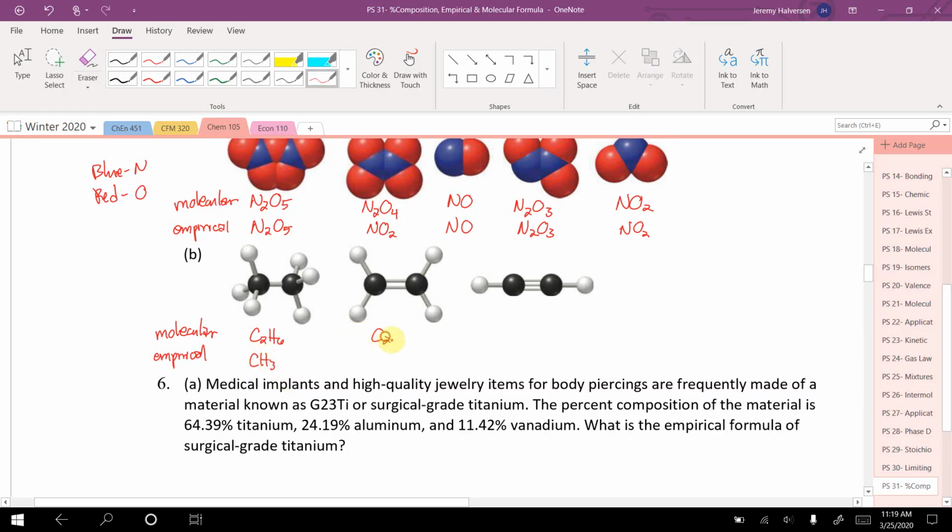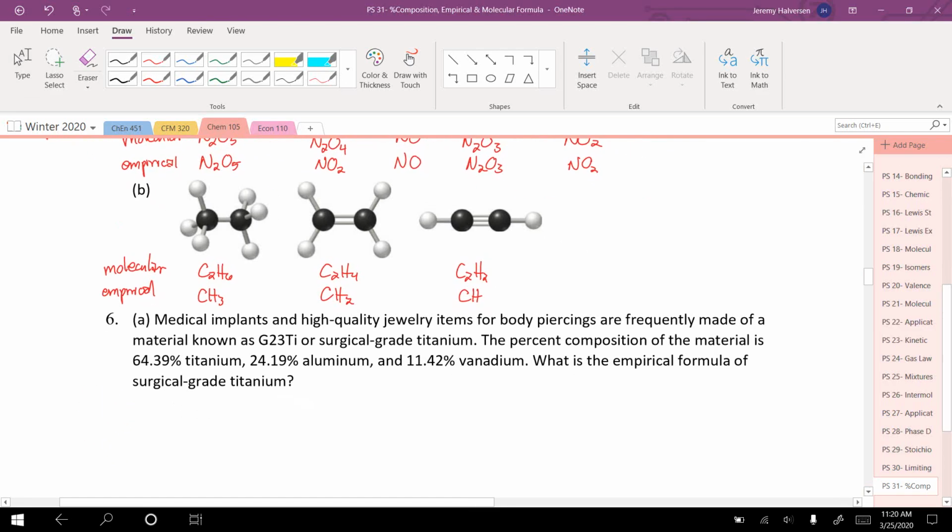This would be C2H4, so the empirical would be CH2. C2H2, so the empirical is CH. So in this case, none of these have the same empirical formula, and therefore none of them have the same percent composition.